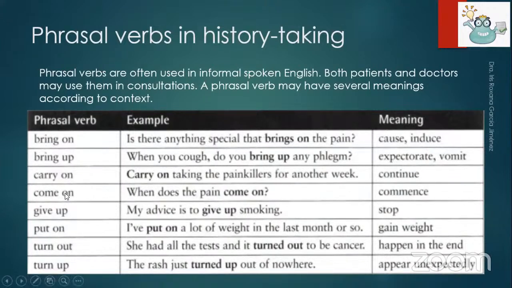So phrasal verbs are often used in informal spoken English. Both patients and doctors may use them in consultations, in appointments. A phrasal verb may have several meanings according to the context. That's why it's easy to use them. It's easy to catch the meaning, and it's easy to get in context with the specific situation. For example, the phrasal verb bring on. An example: is there anything special that brings on the pain? Is there anything special that causes, that induces the pain?